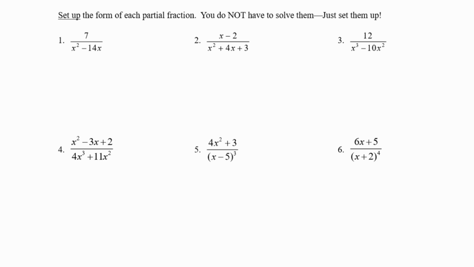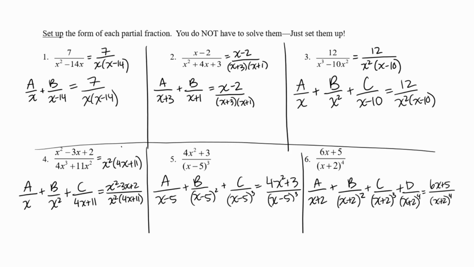So the best way to learn is by doing it. Go back to the video to see how I explained to do these questions. So what you need to do is set up the form of each partial fraction. You do not have to solve them, just set them up for now. I'll be showing you the answers on the next slide. Hopefully you pause the video and try to work out the questions by yourself.